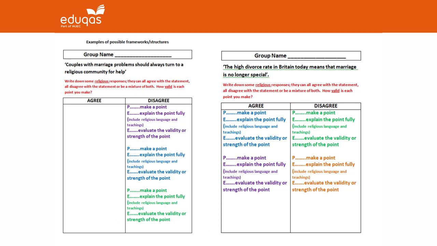At the end of the example answers are a few example frameworks for answering the D questions. Please be aware that they are just examples and are not recommended or definitive in any way.